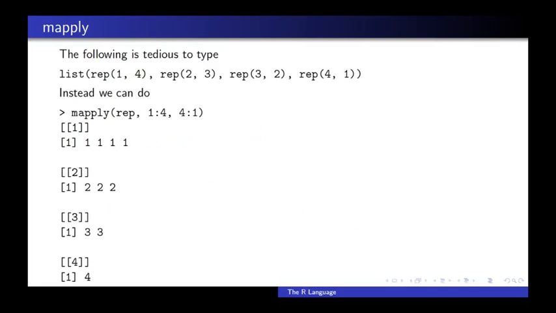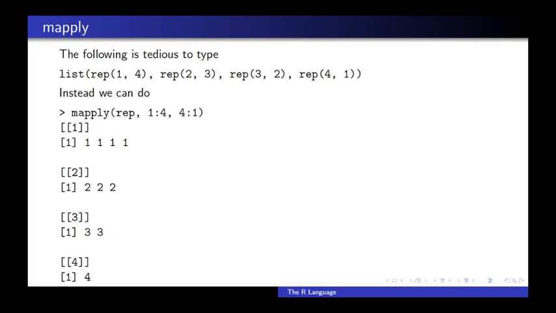Here, for example, I'm creating a list where I repeat the integer 1 four times, 2 three times, 3 two times, and 4 just once. It's a bit tedious to type that out, even though this is a fairly artificial example. With mapply, it's quite simple. I can just do mapply rep. rep is the repeat function, and it has two arguments. The first set of arguments is going to be 1 through 4, and the second set of arguments is going to be 4 through 1.